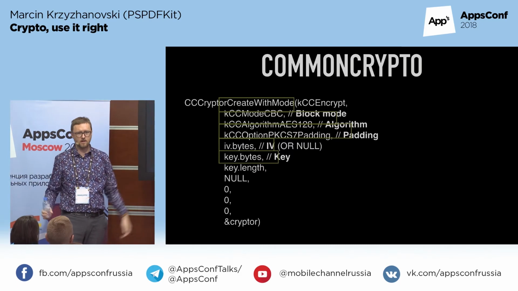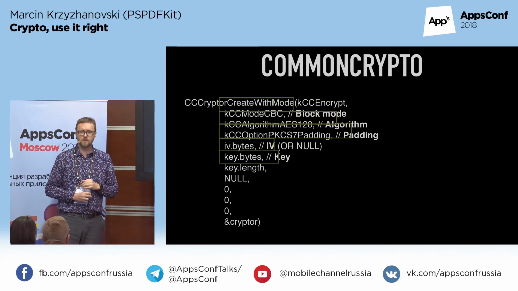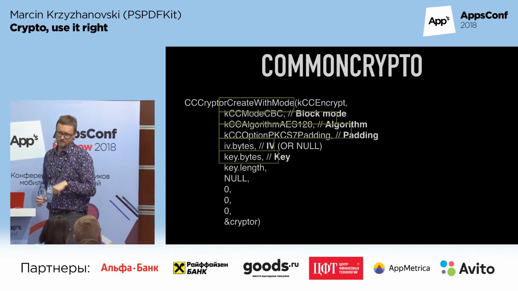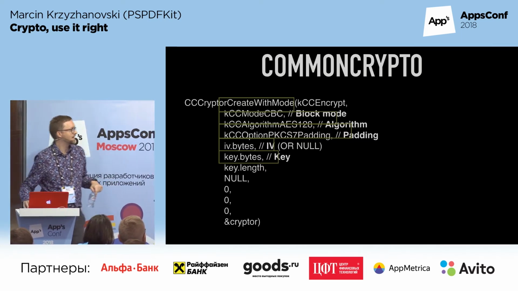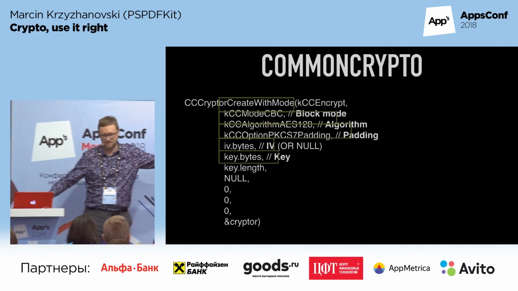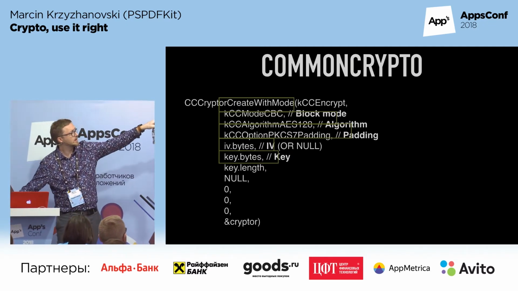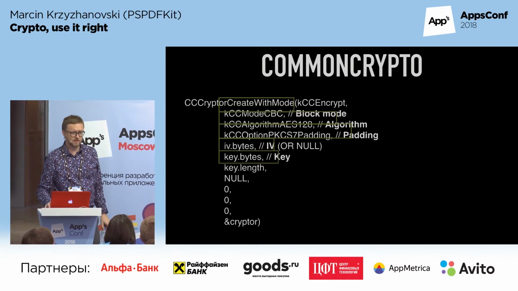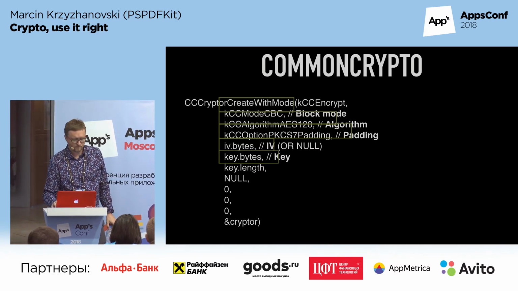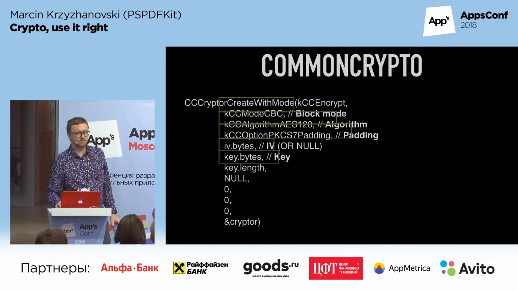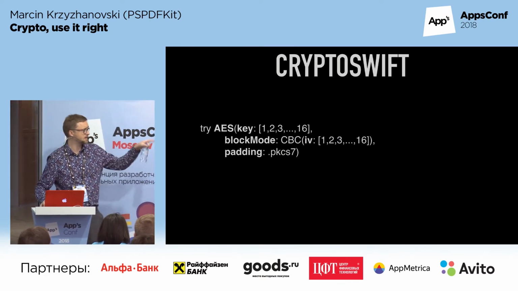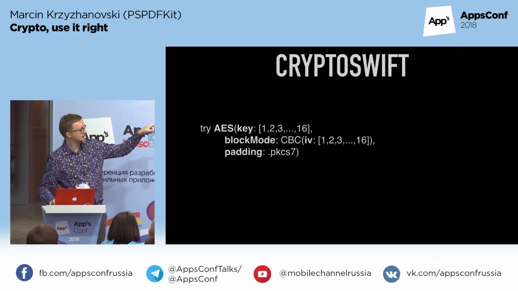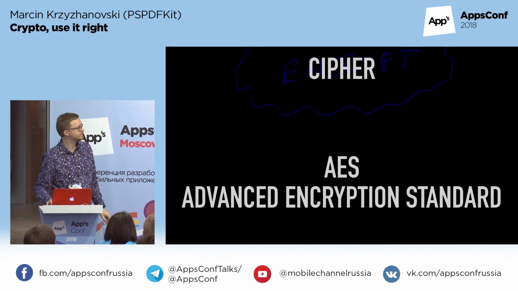IV, please. What is IV? Who knows what IV is? Okay, 3 people. And the key, right? So you will put the password here probably, because why not? And the other one, you don't even care. There are zeros. So we only care about these 5, and I will go through these 5 values, so you get some information on how to choose and use them. And just for the record, this is how it looks in CryptoSwift. The same, though it may look a bit nicer. You still need to choose those 5 parameters.